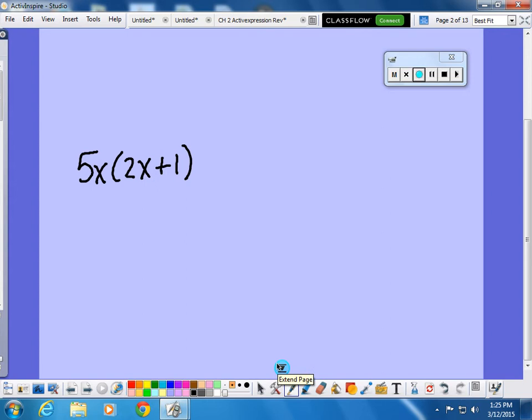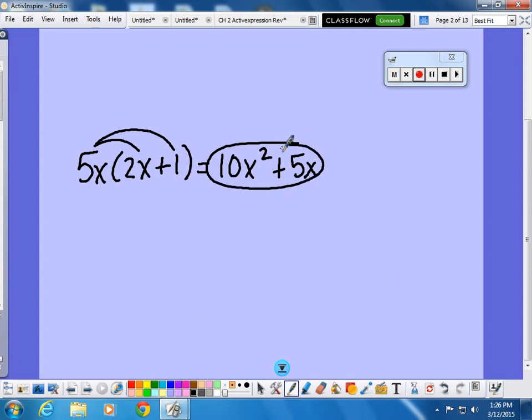Again, I have a linear monomial and a linear binomial. Anytime you're multiplying with a binomial, you're doing the distributive property, so to speak. Even when we multiply a binomial times a binomial in a few minutes, I'll show you what we do. 5x times 2x is 10x to the second power. And 5x times 1 is 5x.